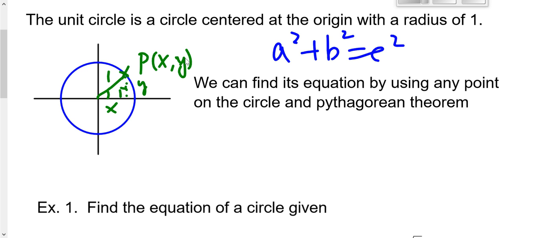So if you plug the numbers in, my a is x, my b is y, so that means we would have x squared plus y squared, and in this case your hypotenuse has a length of 1 unit, so 1 squared of course gives you 1. So this is the equation for the unit circle. You can use this to draw something like this.